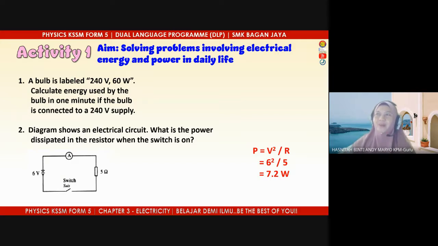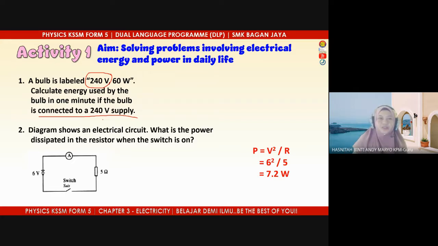Number one, we have a bulb labelled with this power rating, 240 volt, 60 watt. The question is, find the energy used by the bulb in 1 minute if it is connected to 240 volt supply. So we understand here that when it is connected to 240 volt supply, similar to the potential difference required, this bulb is now working under normal condition. So find the energy used, students.